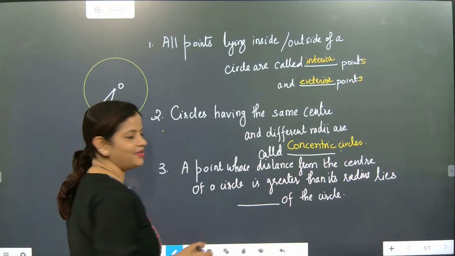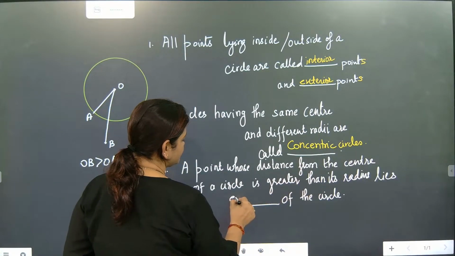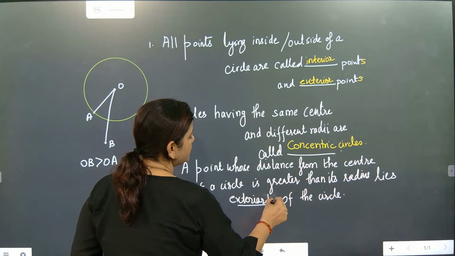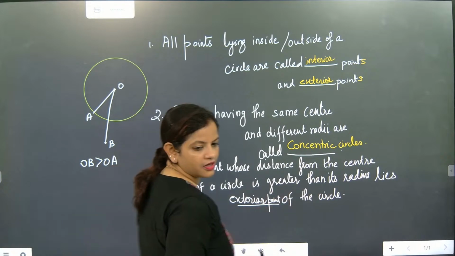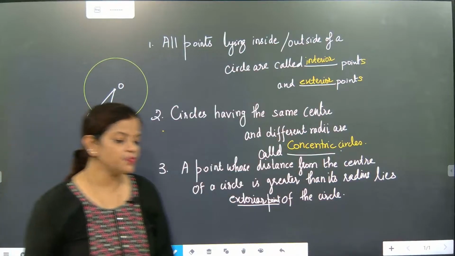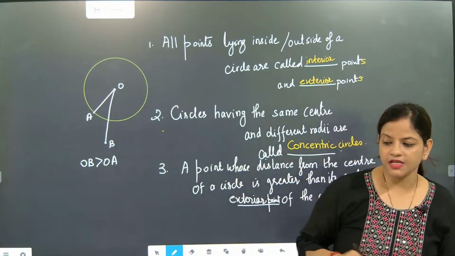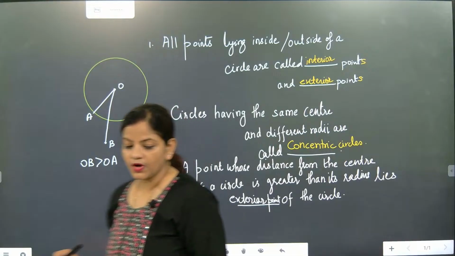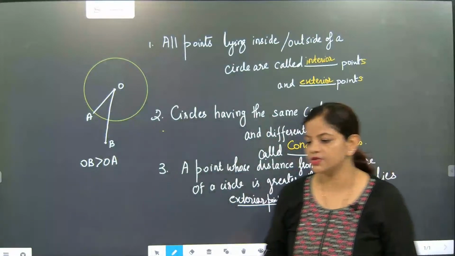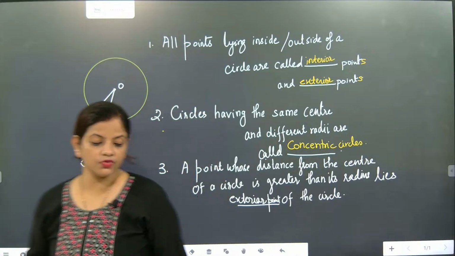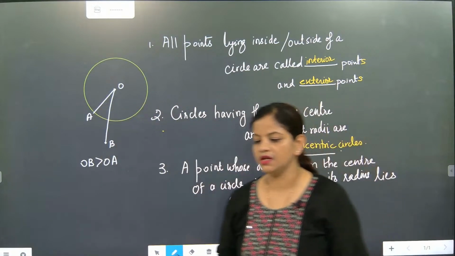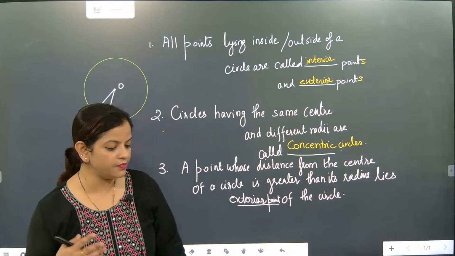Exterior. So, exterior point of the circle. This point is considered as the exterior point of the circle. Understood? The point which lies outside a circle is considered as the exterior point of the circle.